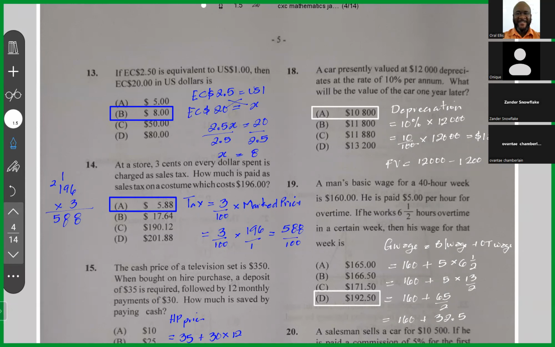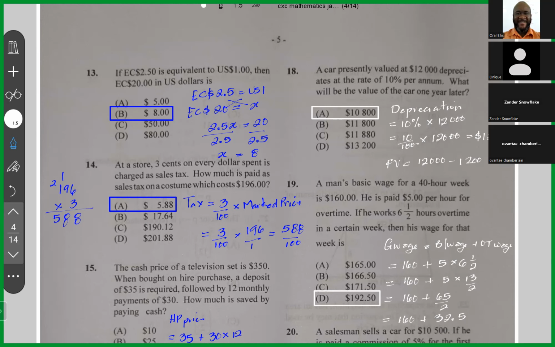Now I'm going to put EC under EC, US under US. The one I don't know, I'm going to call it X. So I'm changing EC $20, so I put that under the EC $2.50. I don't know the US equivalent for the EC $20, so I just call it X, and then I cross multiply. 2.5 times X is 2.5X, and 20 times 1 is 20. So now I have 2.5X is equal to 20.